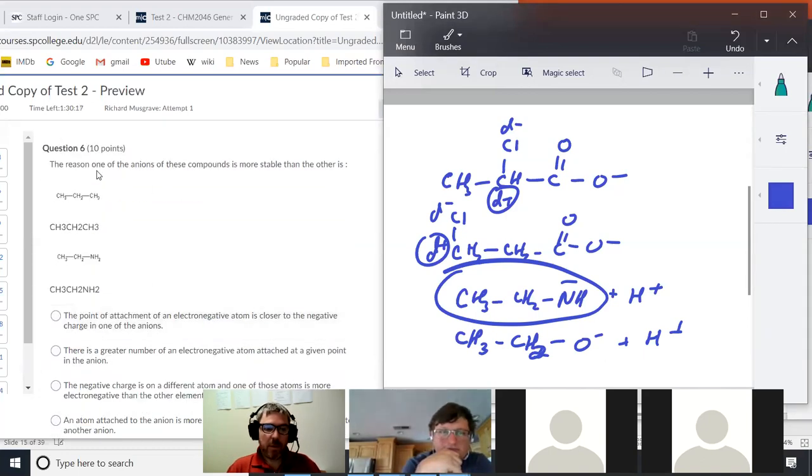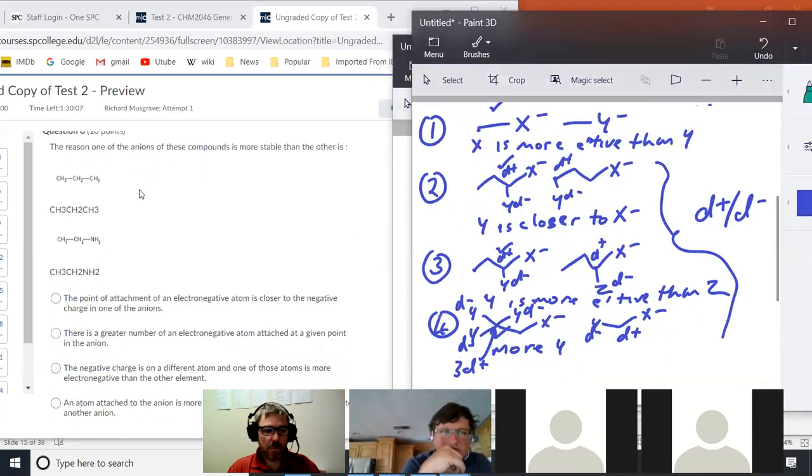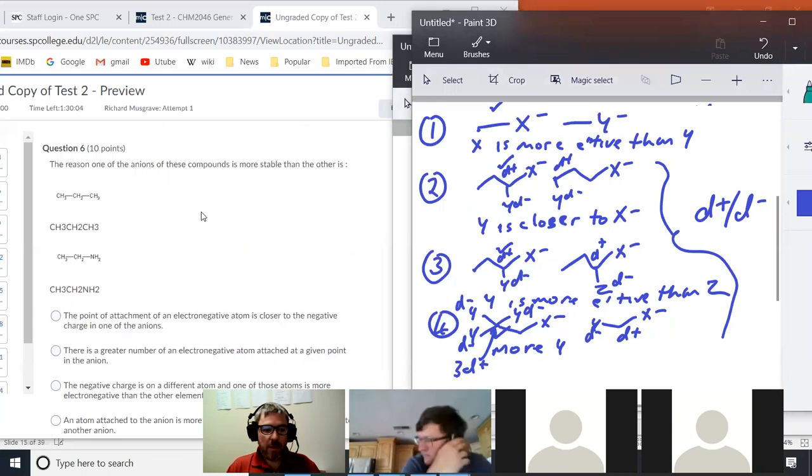Okay. Now, question 6 relates to the scenarios that we were just talking about. For this one, it says, the reason that one of these anions of these compounds is more stable than the other. And people hate these questions because they're word questions. You have to really read them closely to make sure you understand exactly what you're doing. And it's got to do, in this case, with scenario 1, because we're going to have C minus versus N minus. So I have to figure out which answer relates to that.